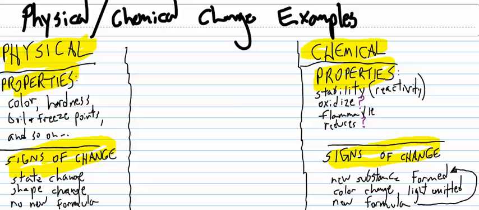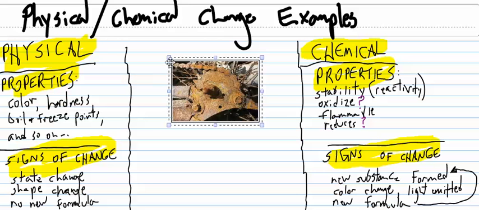There are several, but here's a few. New substances formed. That's kind of like saying the same thing as a new formula. You get a new substance. A color change is a very good one, or light is given off. So let's bring in the changes that I wanted to talk about. Let's look at this one.